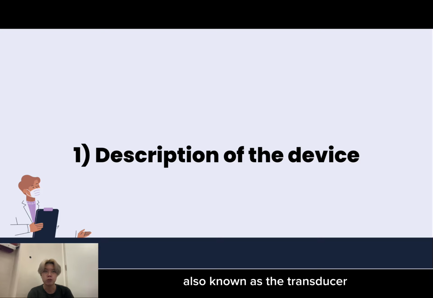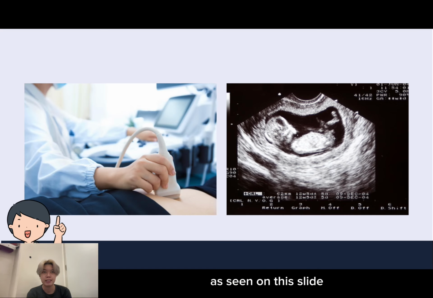The handheld probe, also known as the transducer, is a source and recipient of the sound waves. As seen on this slide, on the left is an image of a person getting an ultrasound, and the image on the right shows a 12-week fetus on an ultrasound scan.